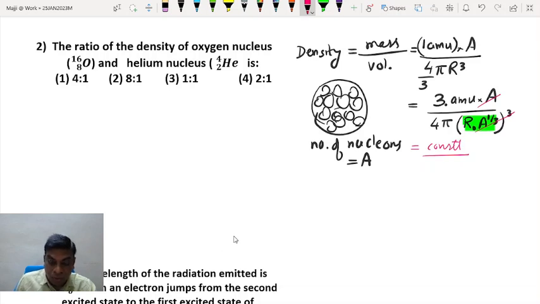Okay. So regardless of the nature of the element, the nuclear density is a constant. Remember this.